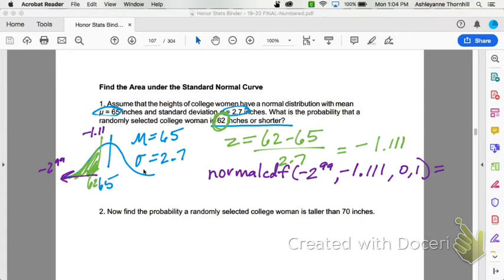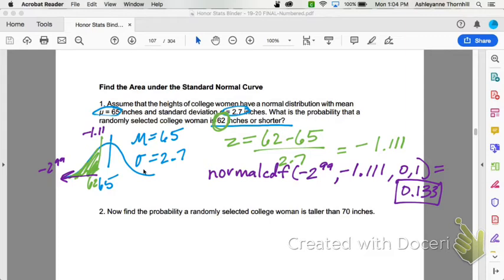So the lower bound is negative infinity, the upper bound is negative 1.11. You type in negative infinity for the lower because it's shaded to the left, because it says 62 inches or shorter. And then the negative 1.111. So what did you get for that shaded area? 0.133.